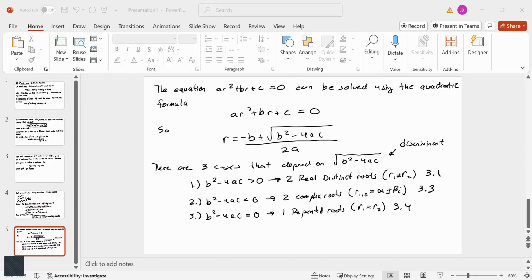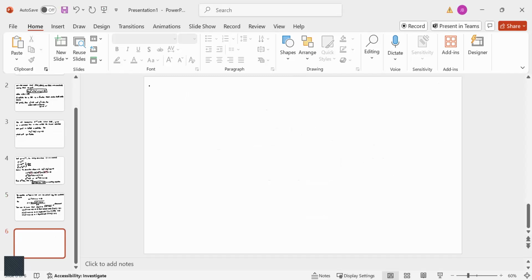So 3.1, we are going to investigate the real distinct root case. That's what we're going to focus on. So real, distinct roots: r1 does not equal r2.